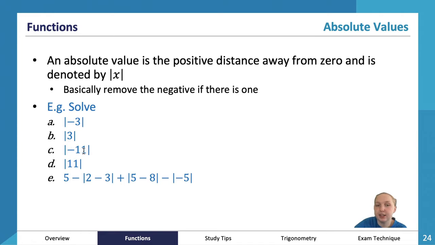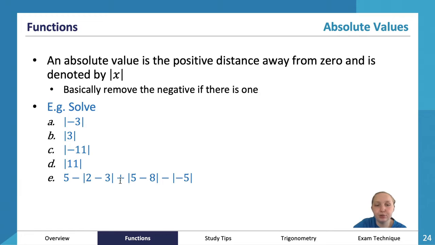Absolute value of negative 11 is 11. Absolute value of 11 is also 11. Then we have an equation here using some absolute values to solve. So 5 minus the absolute value of 2 minus 3. So this is equal to negative 1. So then the absolute value is going to be 1. So we've got 5 minus 1, so that's 4.